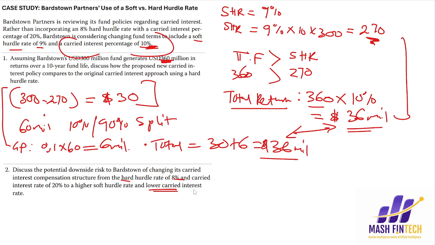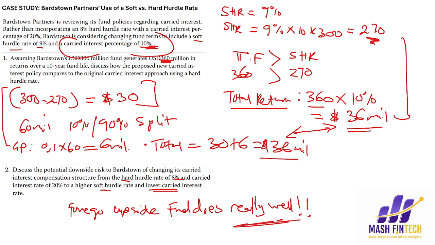So what happens is, if you are going to reduce the hurdle rate, this is with the soft hurdle rate, you have a lower carried interest, even though you are getting a percentage of the total return. But the risk to doing this is that you forego any upside potential if the fund does really well. So if the fund performs very well, you are going to have to forego the upside potential of this fund.